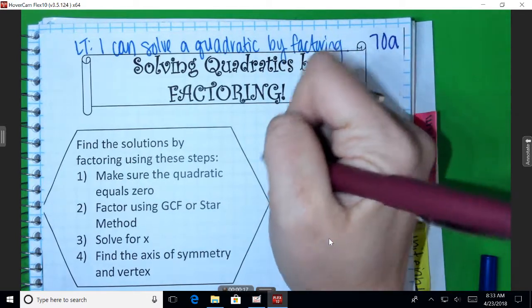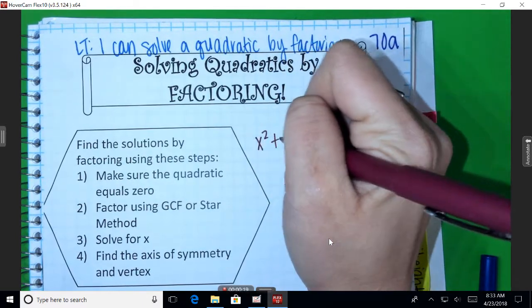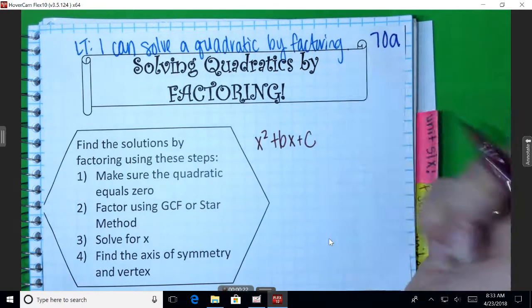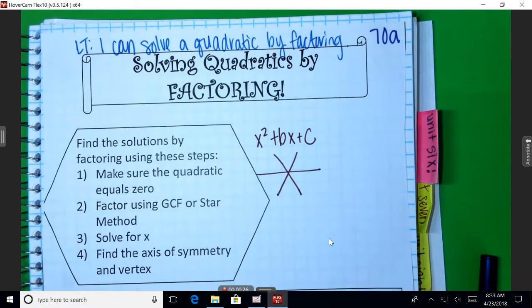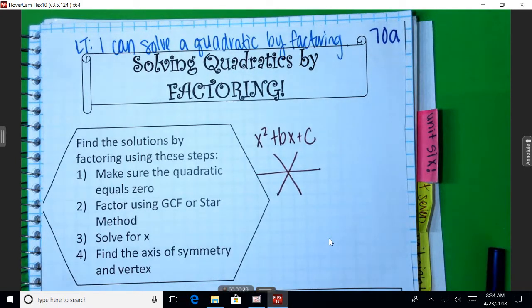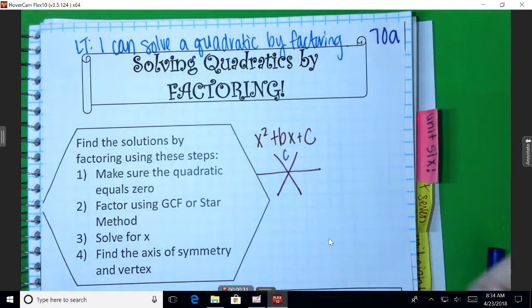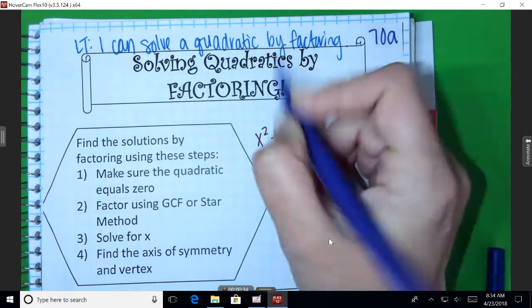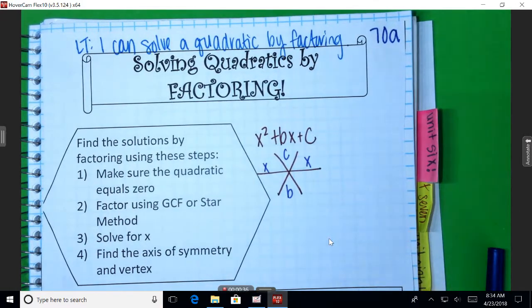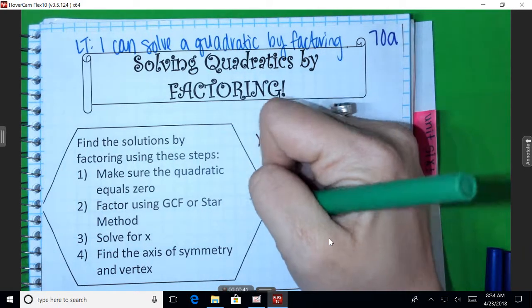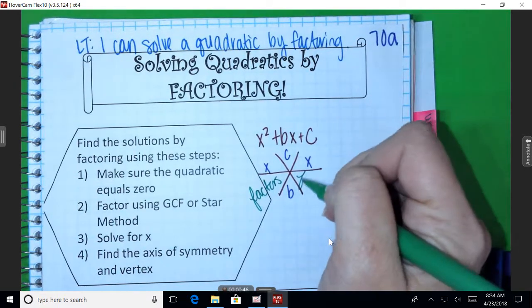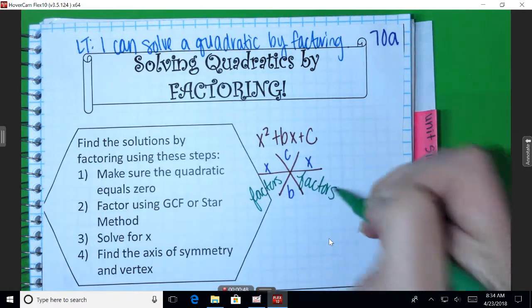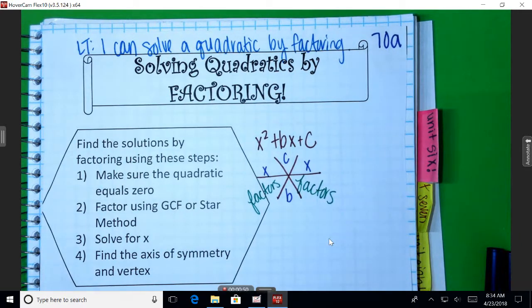And in our star method, if it's just x squared plus bx plus c, what does our star look like? What goes in the top? The C. Alright, what goes in the bottom? The B. And then x and x. And what goes in the bottom left and right? Look at you, take a point. It's two numbers that multiply to give us C and add to give us B.